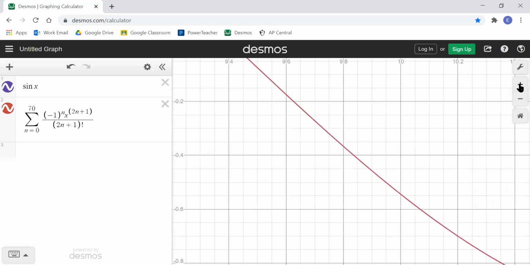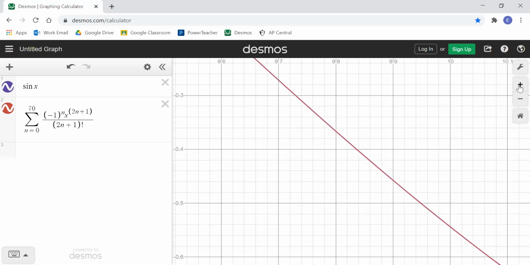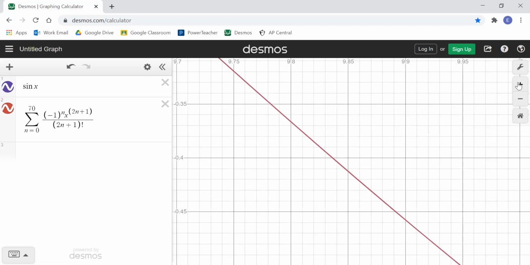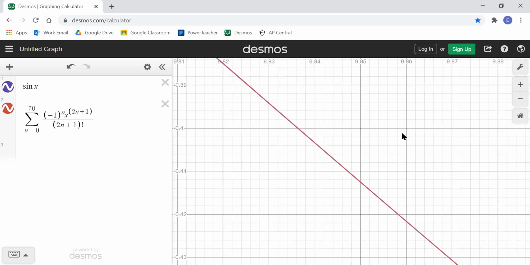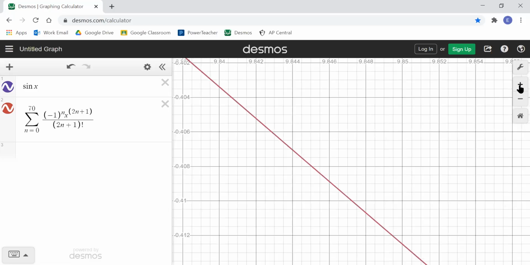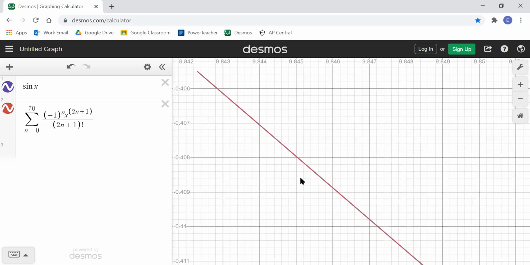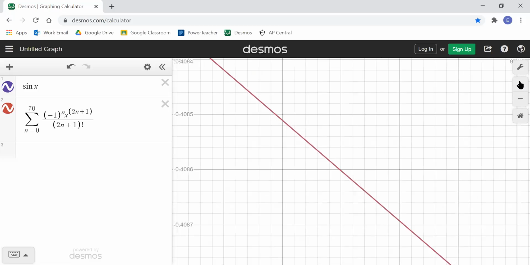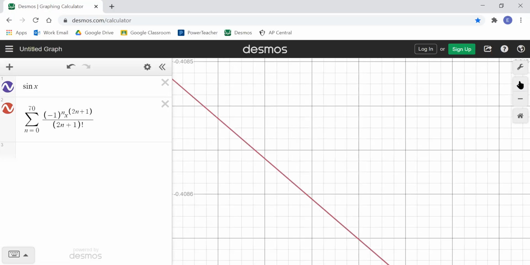I mean, I'm zooming in pretty far and I don't see any bit of difference even yet between those two functions at some value out here near 10. Right? I mean, it's almost exactly the same, and that's with only 70 terms. Imagine if you went infinitely.